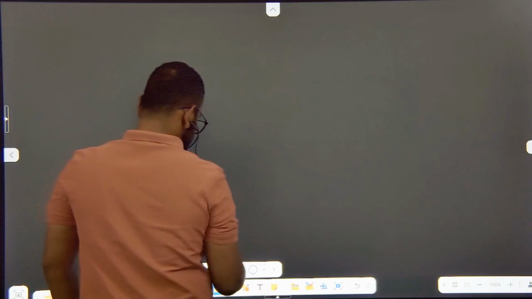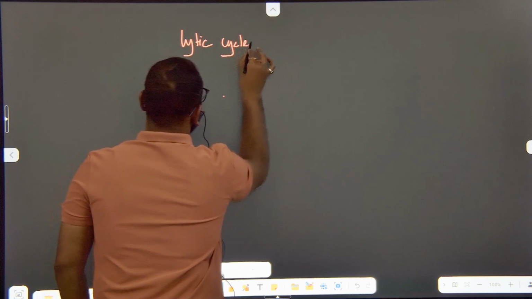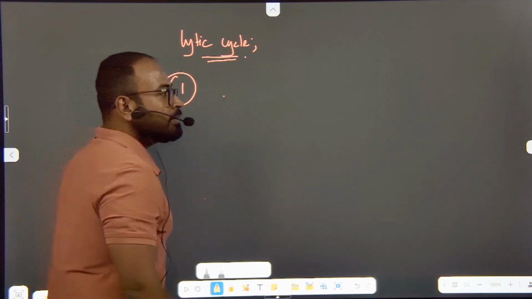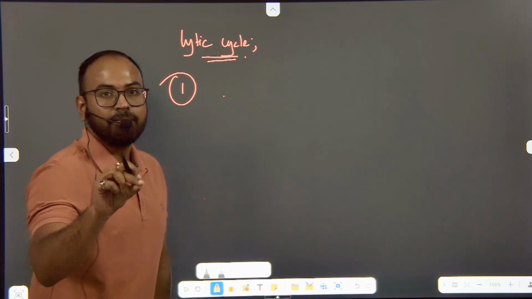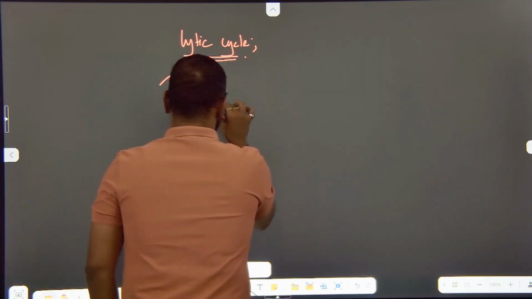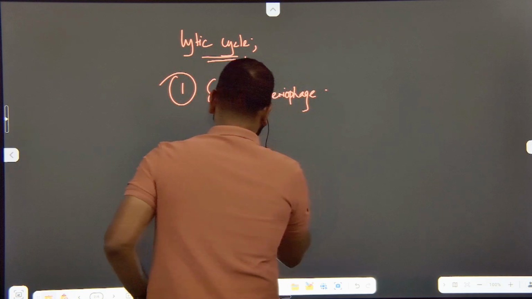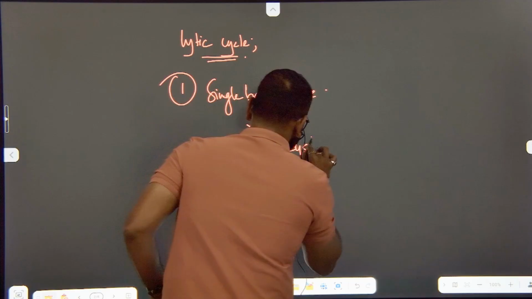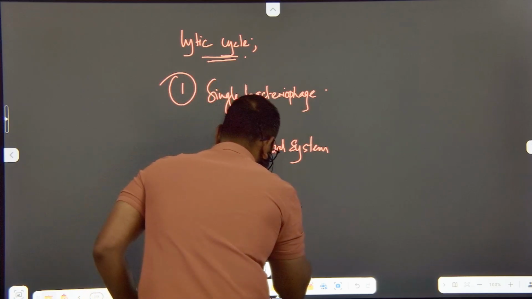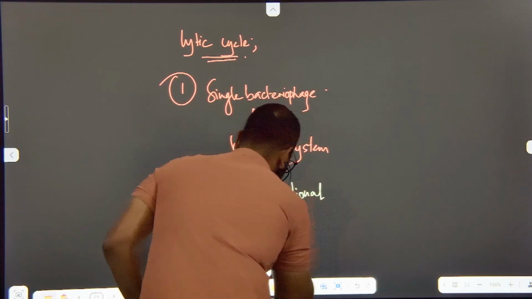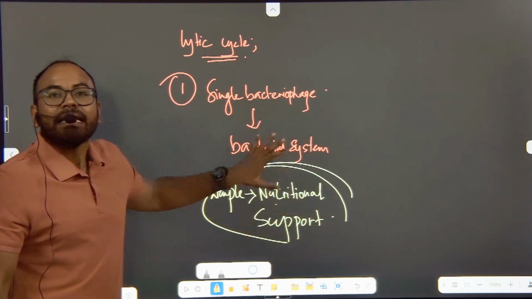When it comes to the lytic cycle, suppose a single bacteriophage infects the bacterial system, and suppose the system is supplemented with ample nutritional support, then only, in that scenario only, the lytic cycle can take place.